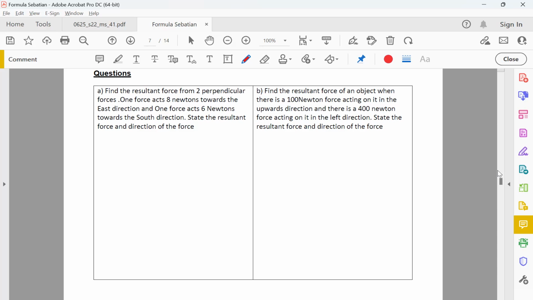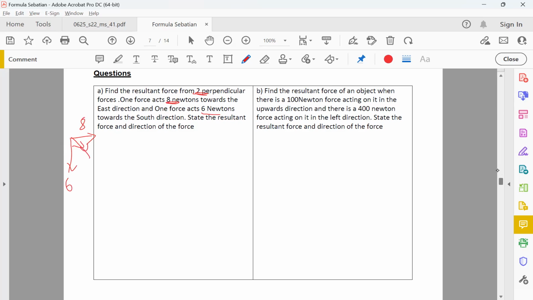Okay, look at A first. They say find the resultant force for two perpendicular forces, one that is 8 newtons towards the east, which is this direction, and one that is 6 newtons towards the south, which is this direction here. State the resultant force. So first and foremost, I identify that this is going to be the 6, this is going to be the 8, this is my resultant force.